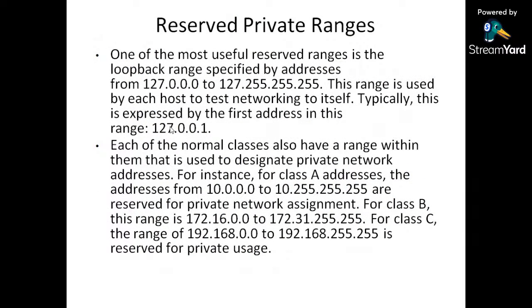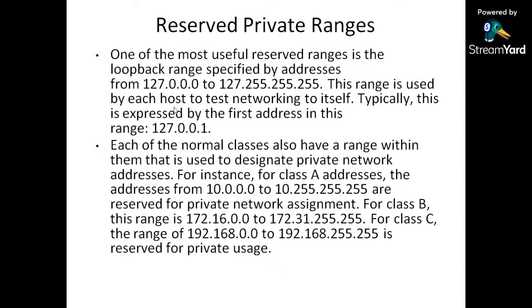There are also some reserved private ranges. The most notable reserved range is from 127.0.0.0 to 127.255.255.255. This range is used by each host to test networking to itself. Typically, this is expressed by the first address in this range, 127.0.0.1.